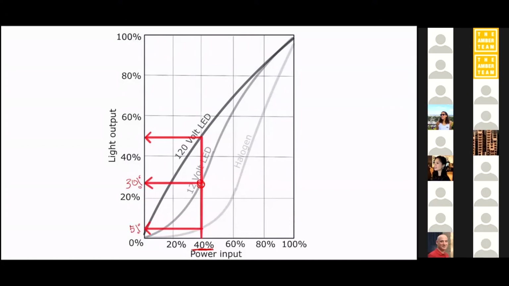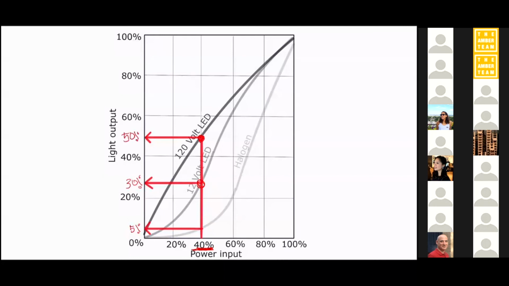And so we get to a point where we're at line voltage, which is the 120 volt LED, the kind where the wires are hidden and we can't have contact with them. And at 40% throttled down to 40% of the power input, we get 50% of the light, which seems like a pretty good deal.